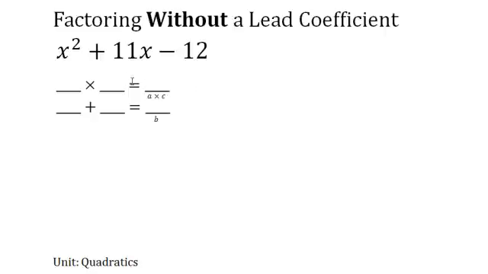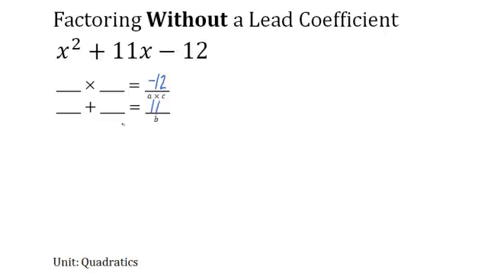So the first thing that we need to identify is, what does a times c equal? And what does b equal? Well, b is easy because that's just 11, because that's the coefficient in front of the x. And then finally a would be 1, c would be negative 12. Multiply those together and you get negative 12.